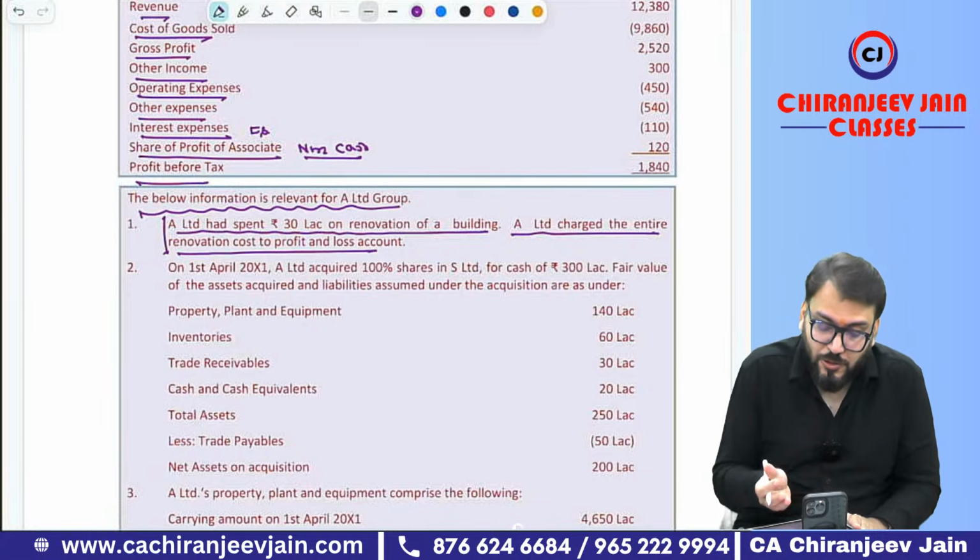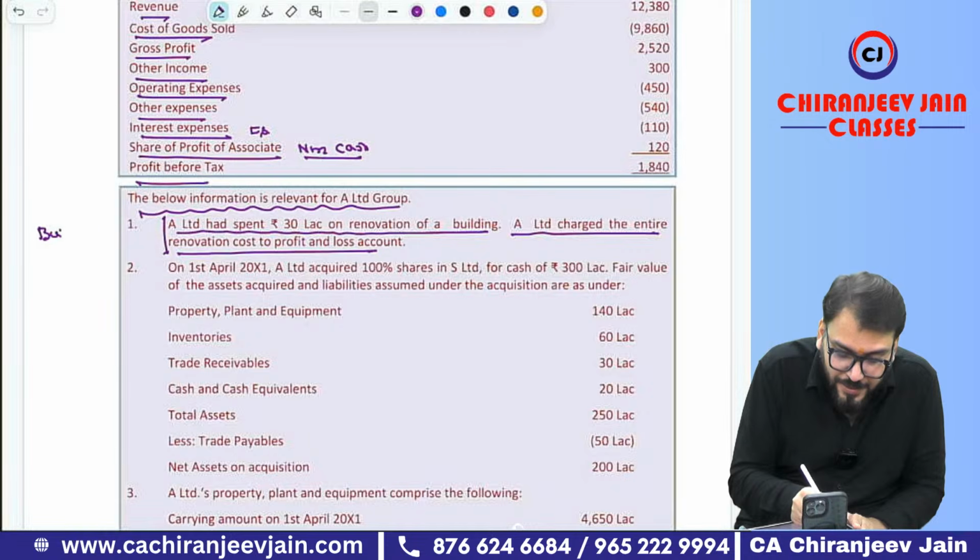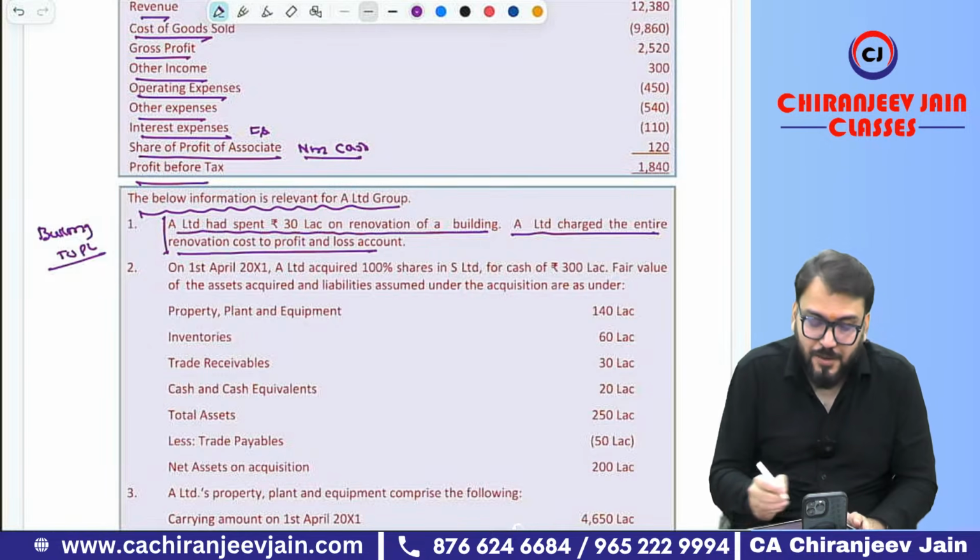So what journal entry will you do? You will increase the building account and credit PL account. You will do one journal entry: building account debit to PL. You need to increase your PL by 30 lakh.